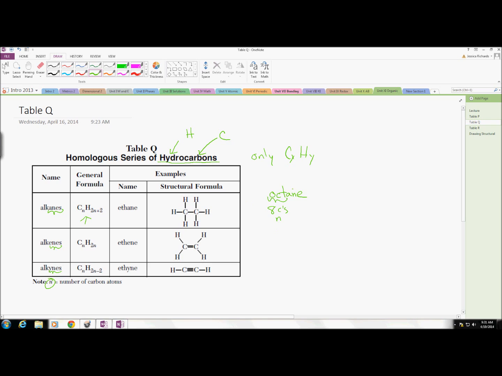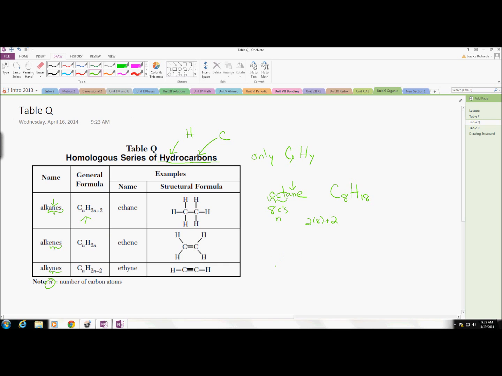The general formula for something that ends in ane is CnH2n plus 2. So Cn, the N is 8, H2n plus 2, so I have 2 times 8 plus 2, so 16 plus 2 is 18. And that would be your formula for octane. So you can very quickly figure out the formula for any of the 3 hydrocarbons that we're responsible for.